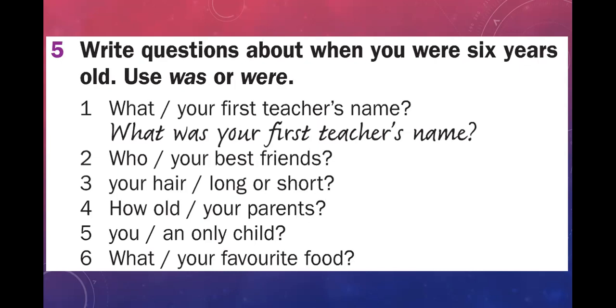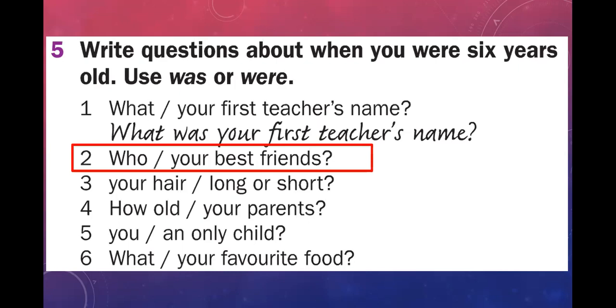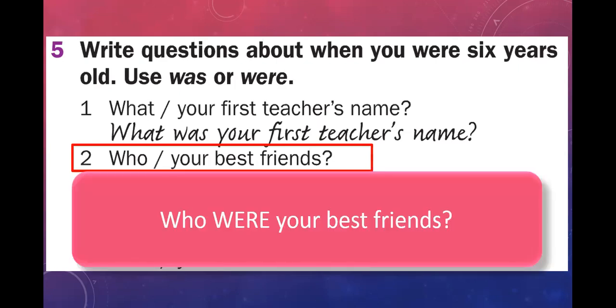Number two, who? Your best friends. Now the subject is your best friends. Before the subject, we have to put was and were. So we have: who were your best friends. We have the verb be, were, in simple past, before the subject. The subject is your best friends. Who were your best friends?